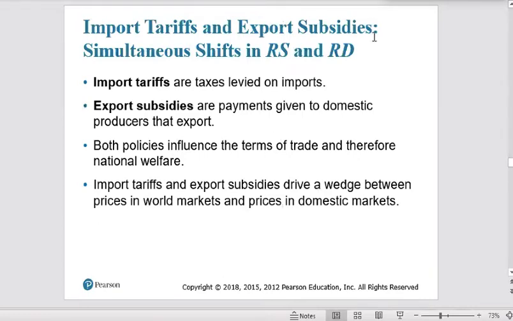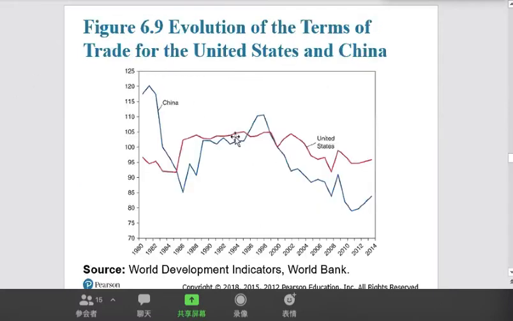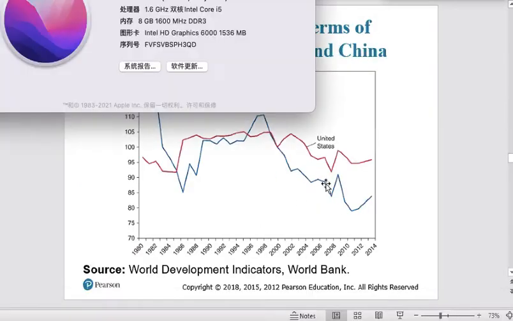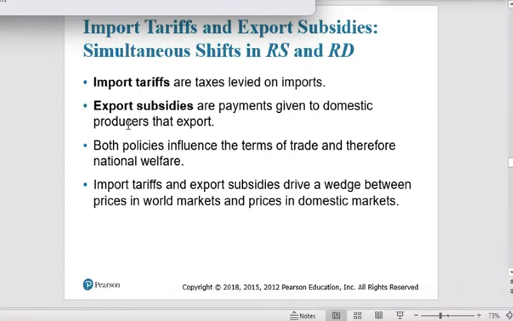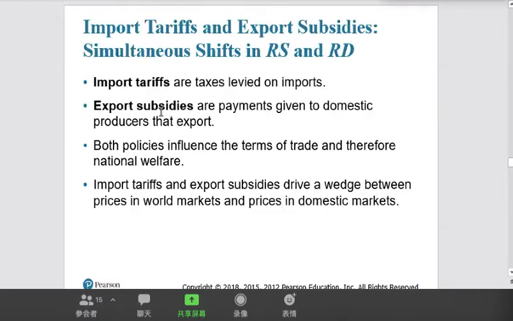Okay, so we are going to talk about import tariffs and export subsidies. Through these two terms, we will see why this can potentially be the case. Why these two trade instruments are the potential case for, the one being import tariffs and the other being export subsidies.